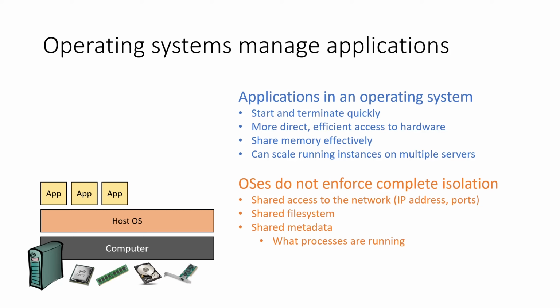And there's also shared metadata. For example, an application can get a list of the other processes running on the operating system. And there's also free competition to access hardware resources. For example, when an application is using a lot of CPU, the other applications will be able to get less CPU. So applications can monitor how much of the CPU they are getting, and with this, they might be able to infer if other applications are doing a lot of work and using a lot of CPU.